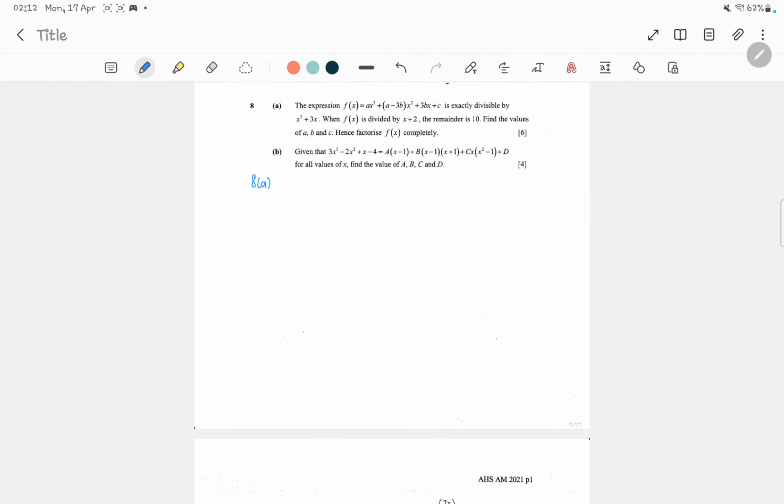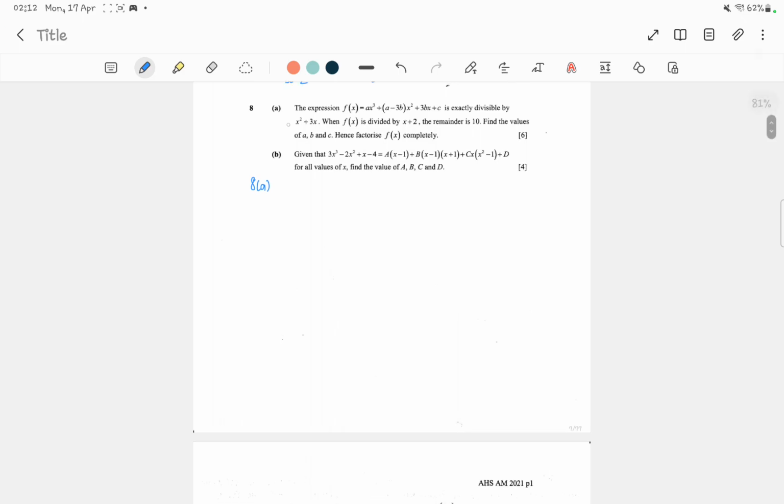So 8a, the expression f(x) equals ax cubed plus (a minus 3b) times x squared plus 3bx plus c is exactly divisible by x squared plus 3x. When f(x) is divided by x plus 2, the remainder is 10. Find the values of a, b, and c, hence factorize f(x) completely.